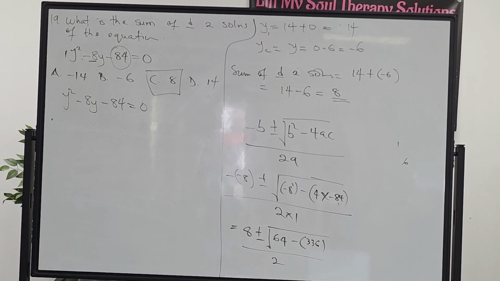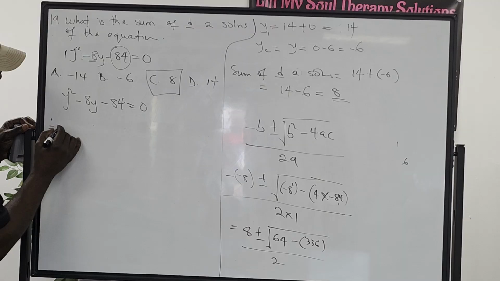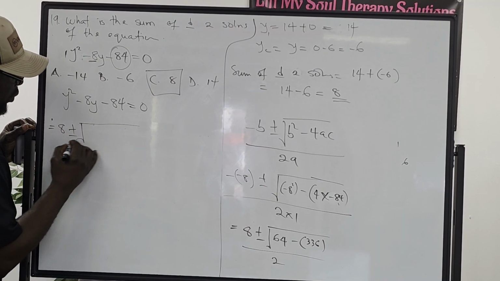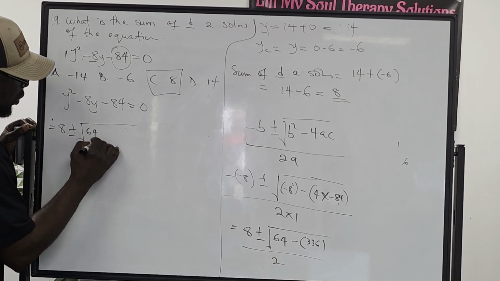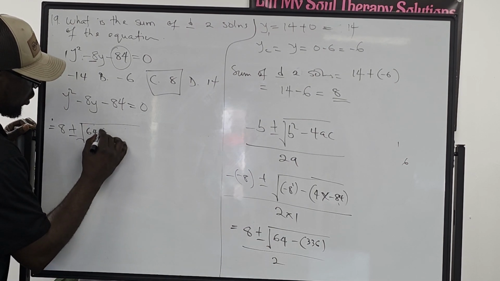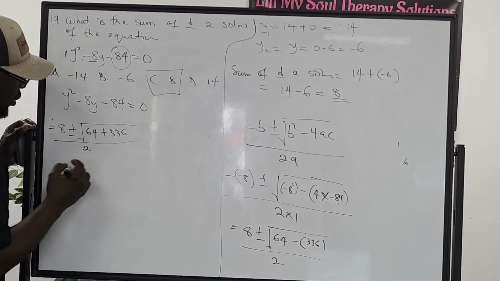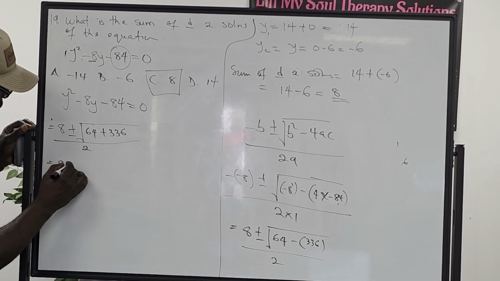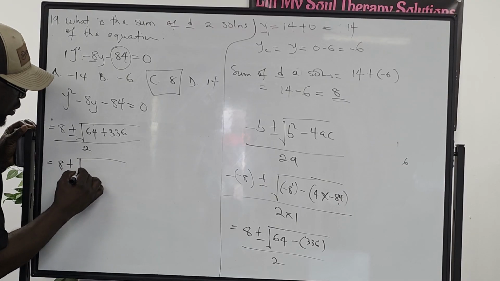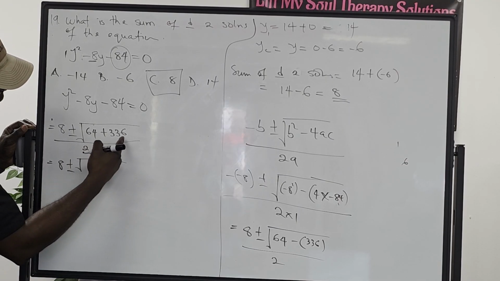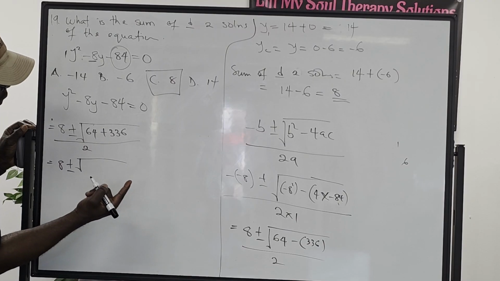So here you now have 8 plus or minus the square root of 64, minus times minus is plus, so plus 336, over 2. So this becomes 8 plus or minus the square root of 64 plus 336. That gives you 400.